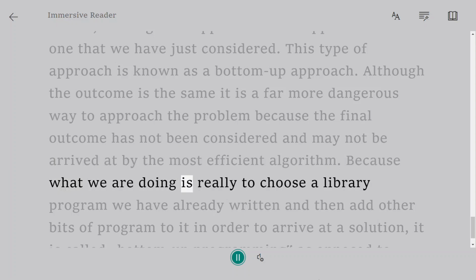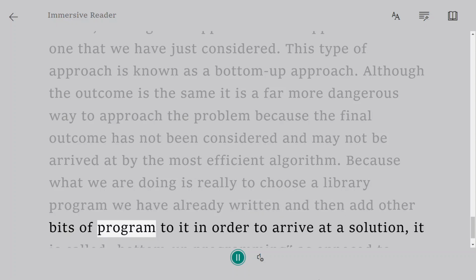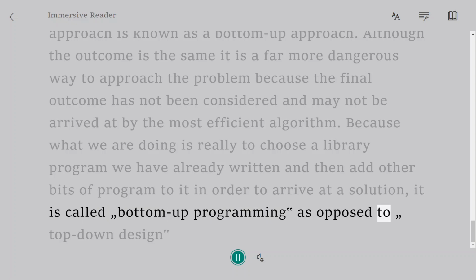Because what we are doing is really to choose a library program we have already written and then add other bits of program to it in order to arrive at a solution, it is called bottom-up programming as opposed to top-down design.